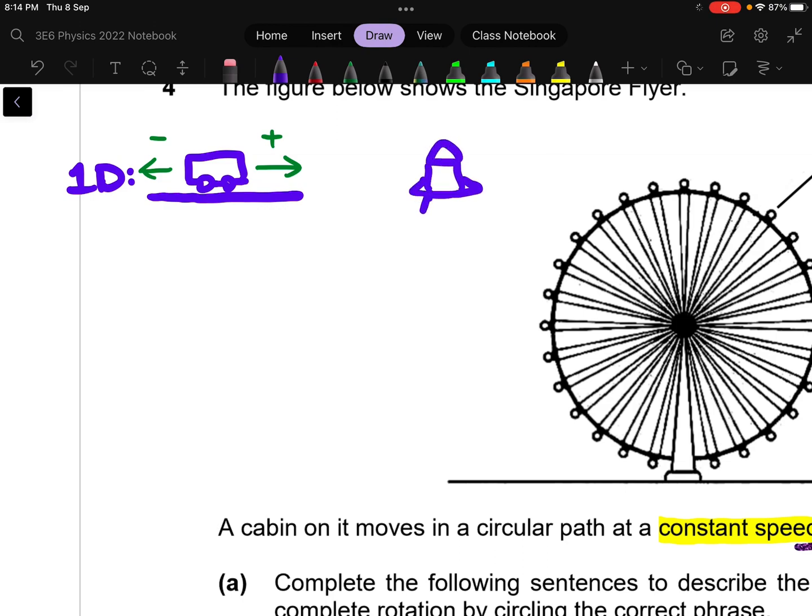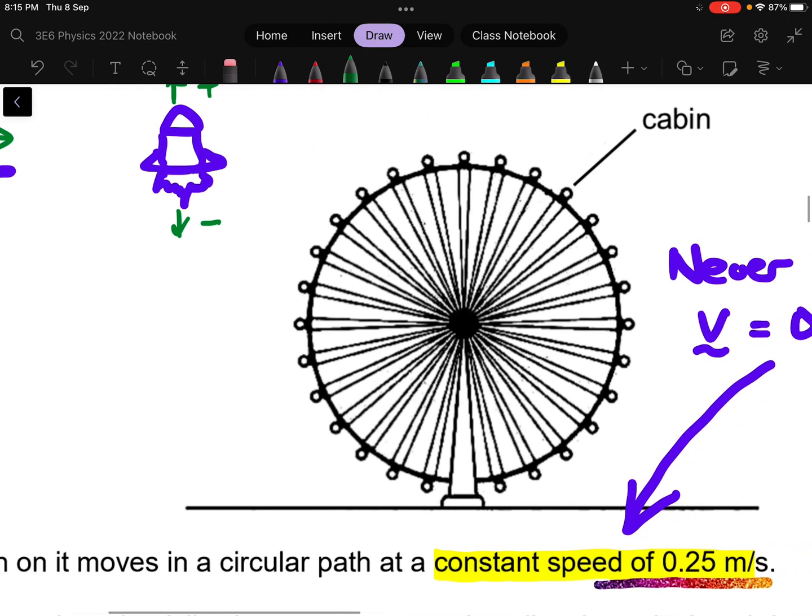In other words, for example, I can give you another one. Let's say I have a rocket moving either up or down. So this is another one-dimensional object, and the direction of velocity can simply be assigned a plus and a minus, and you can denote it.